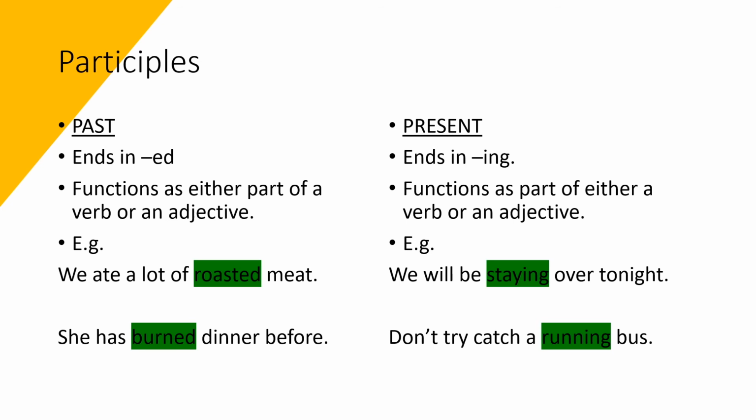Let's look at example 2. Don't try to catch a running bus. In this sentence, try is our most obvious verb. However, running is also a verb. We are looking for a word that ends in ing. Thus, running is functioning as an adjective in this sentence, telling us more about the bus. So, running is a present participle.